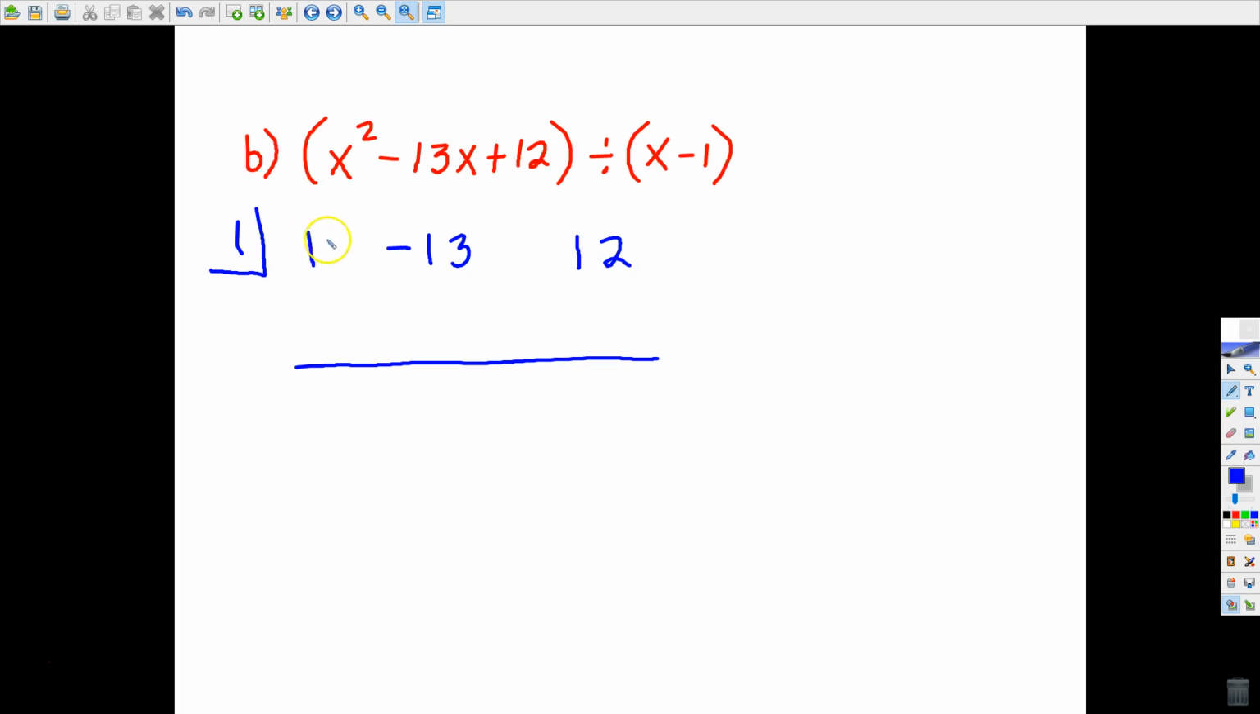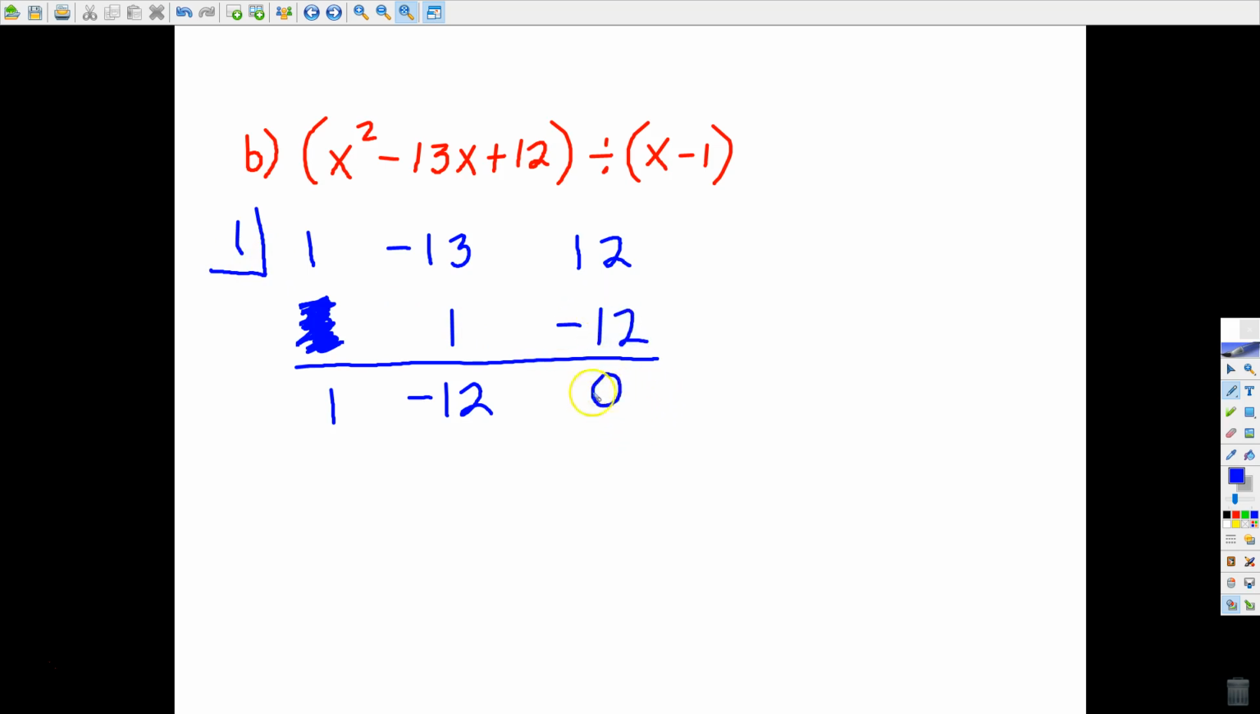You always start by bringing this first number down below the line. So another way of looking at it is there will never be anything here. This is always empty space underneath that first number, always. Nothing ever there. Multiply. 1 times 1, add. Multiply. Negative 12 times 1, add.